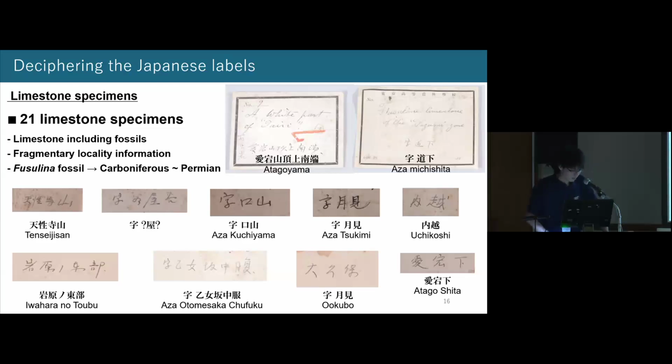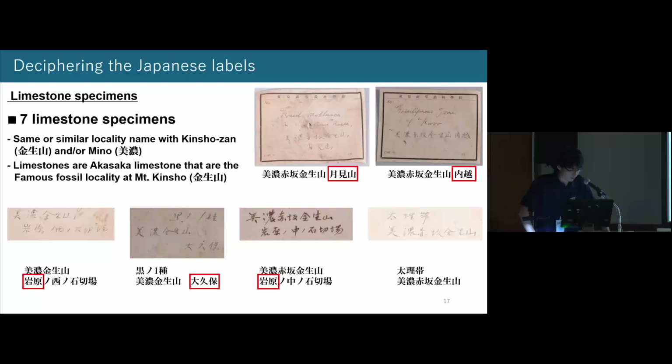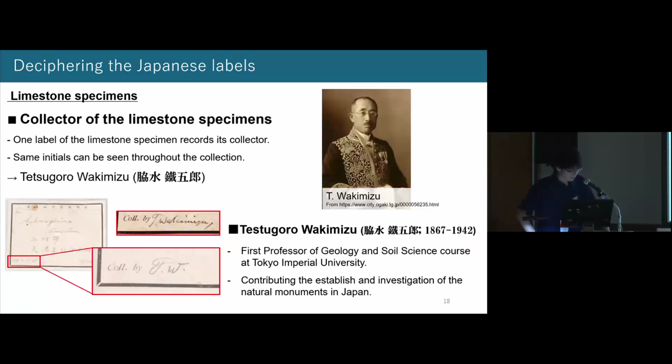So I continued the project. I found the same location name in some labels with wider area information. So we can realize that this locality is in Mount Kinshō, which is a very famous fossil locality in Japan. And furthermore, one label in these limestone specimens has a collector's initials, TW, which indicates the famous geologist and pedologist Tetsugoro Wakimizu. He was the first professor of geology and soil science at the Tokyo Imperial University.